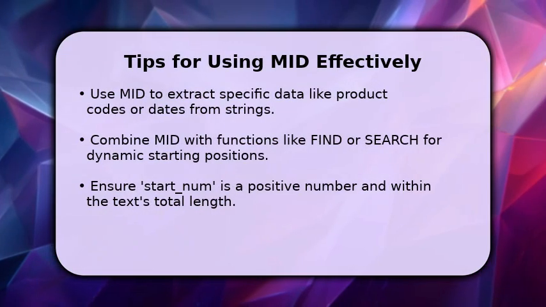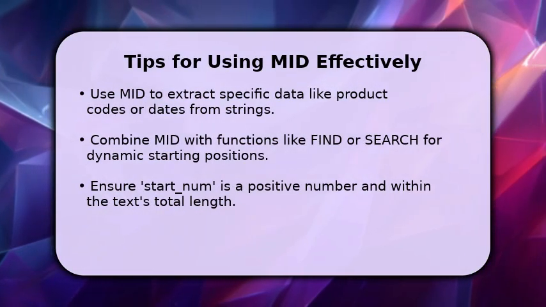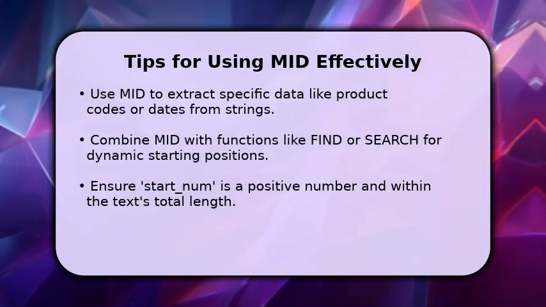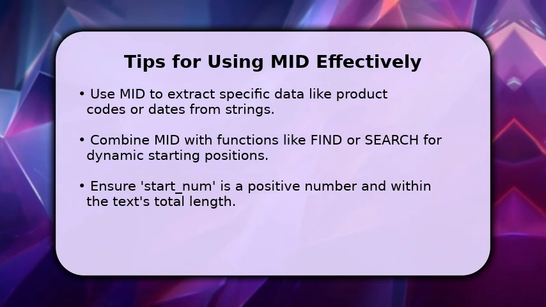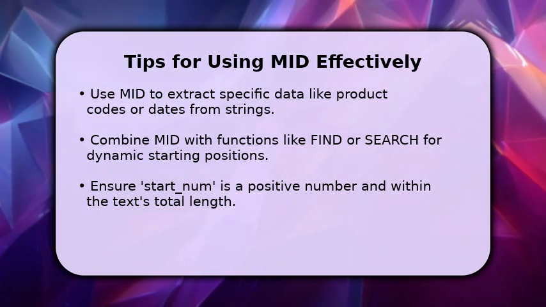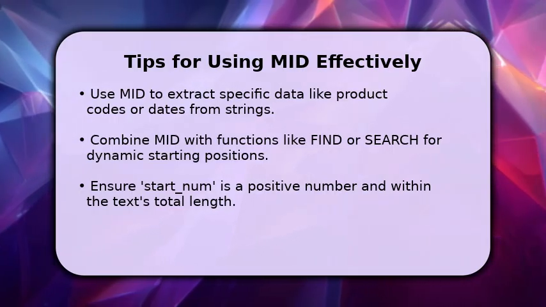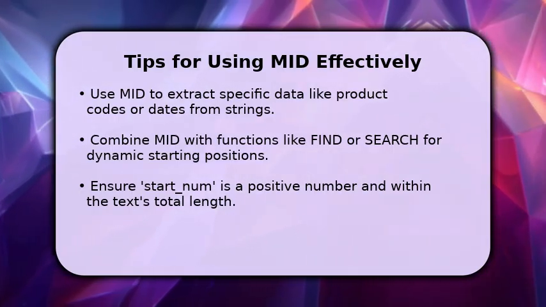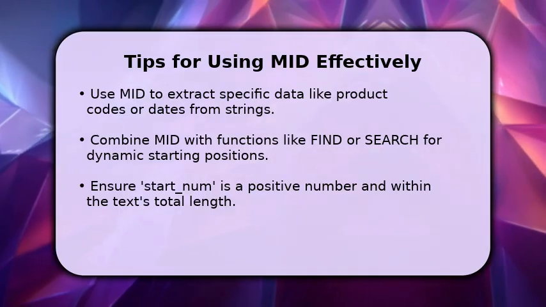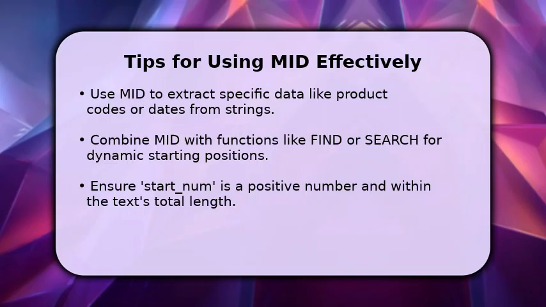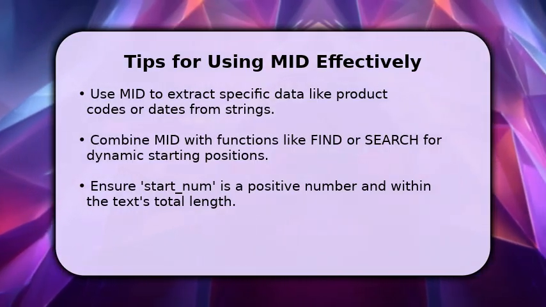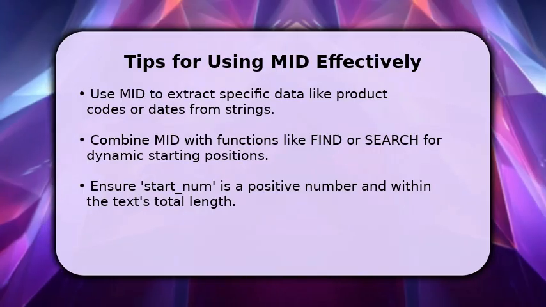To get the most out of the MID function, consider these tips. It's excellent for extracting fixed-length data, such as a 3-digit area code from a phone number. For more flexible extractions, pair MID with functions like FIND or SEARCH to dynamically determine your startNum. Always ensure your startNum is a positive value and doesn't exceed the total length of your text. If numchars is too large, MID will simply return all characters from the starting point to the end of the string.